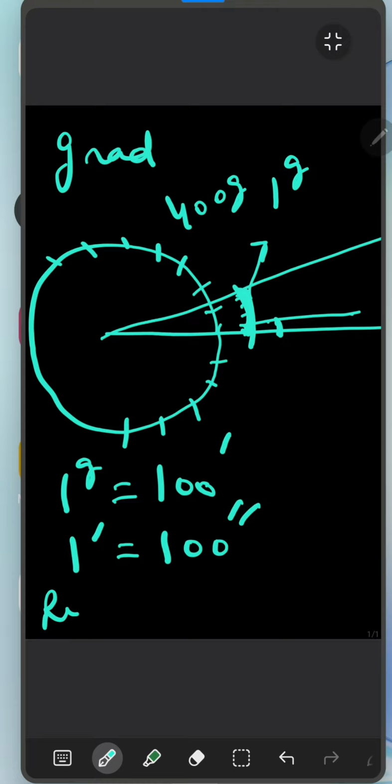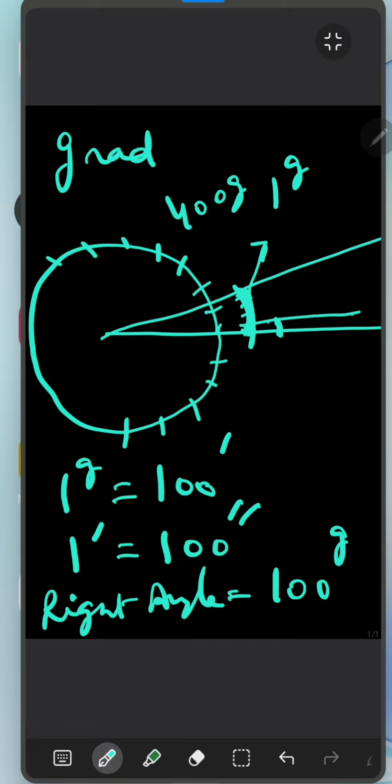Here our right angle would be of 100 grad. Why? Because if we divide this 400 into 4 equal parts, then each value of the angle would be 100 grads.